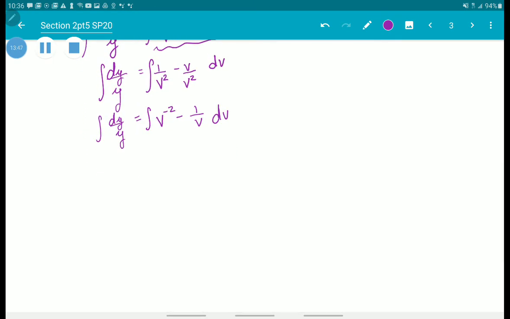So if we integrate dy over y, we end up with the ln of the absolute value of y. When we integrate v to the negative 2, we're going to get v to the negative 1 over negative 1. And when we integrate negative 1 over v dv, we're going to integrate to get the negative ln of v plus c. Now, I like to clean up my negative exponents, so we're going to have negative 1 over v here.